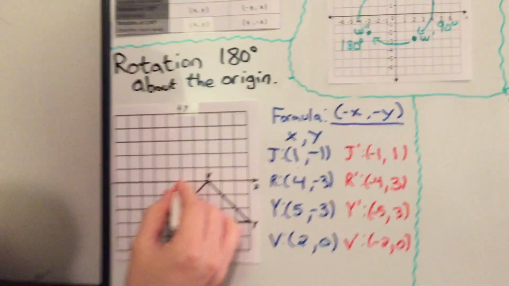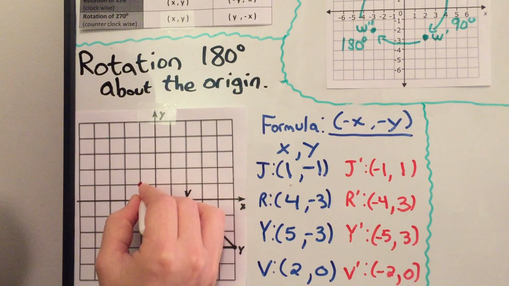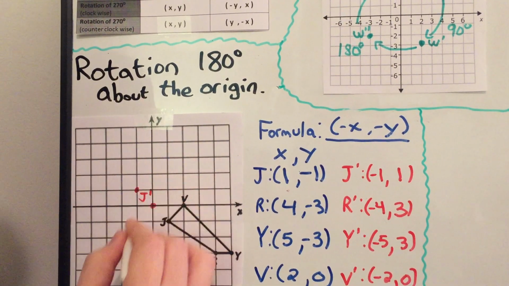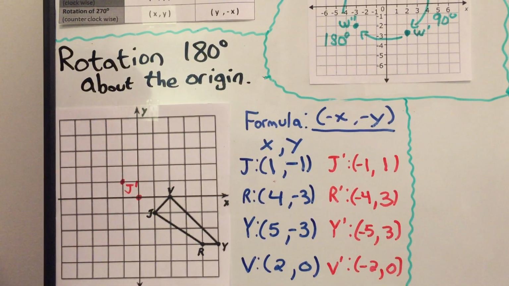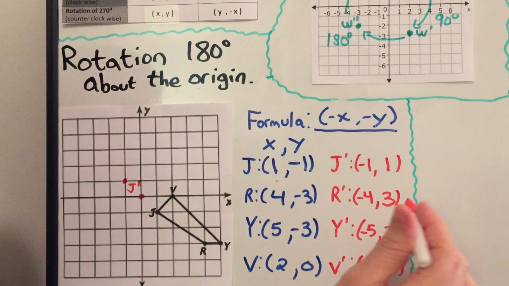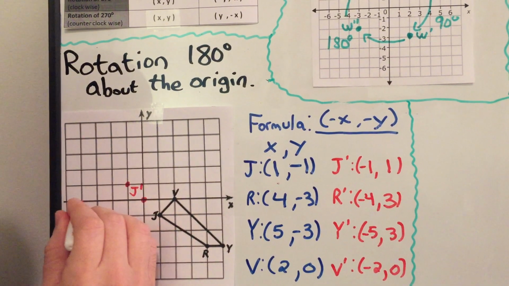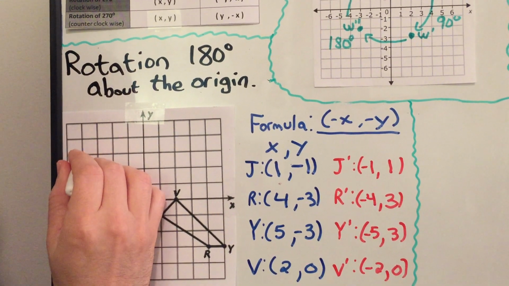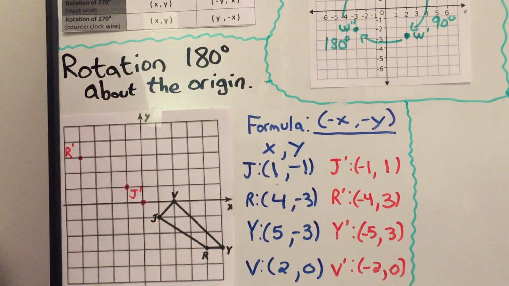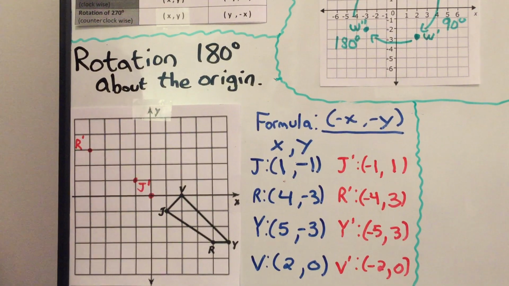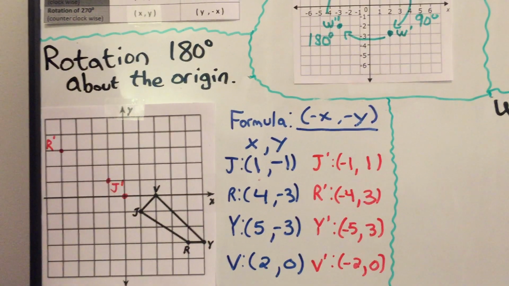So I'm going to go to negative 1 up to 1. And I'm going to put J prime. Make sure you keep up with that. Label as you go because you don't want to forget which point goes with what letter. Then we'll go to negative 4, 1, 2, 3, 4, up to 1, 2, 3. That looks like that was R prime. And again, make sure you have your primes as well because these are your new images, not your pre-image.